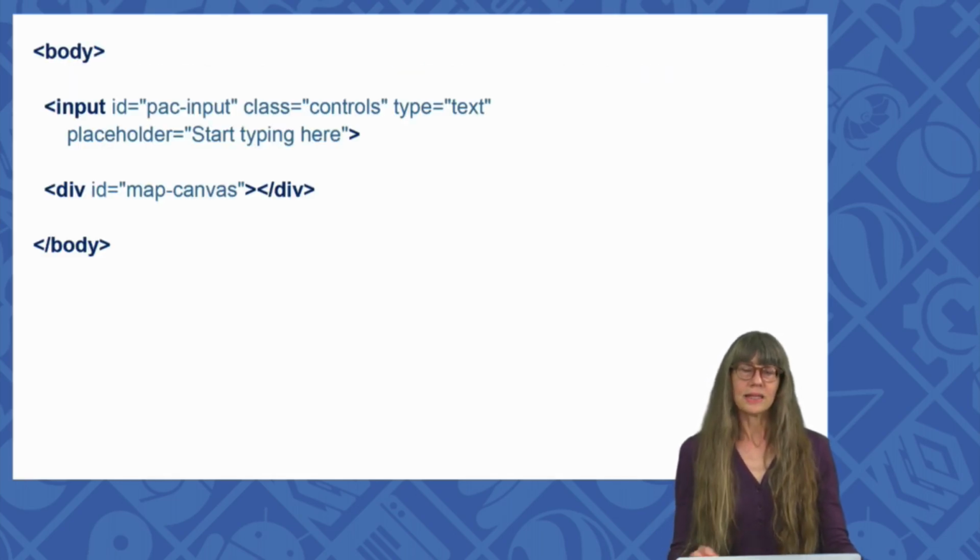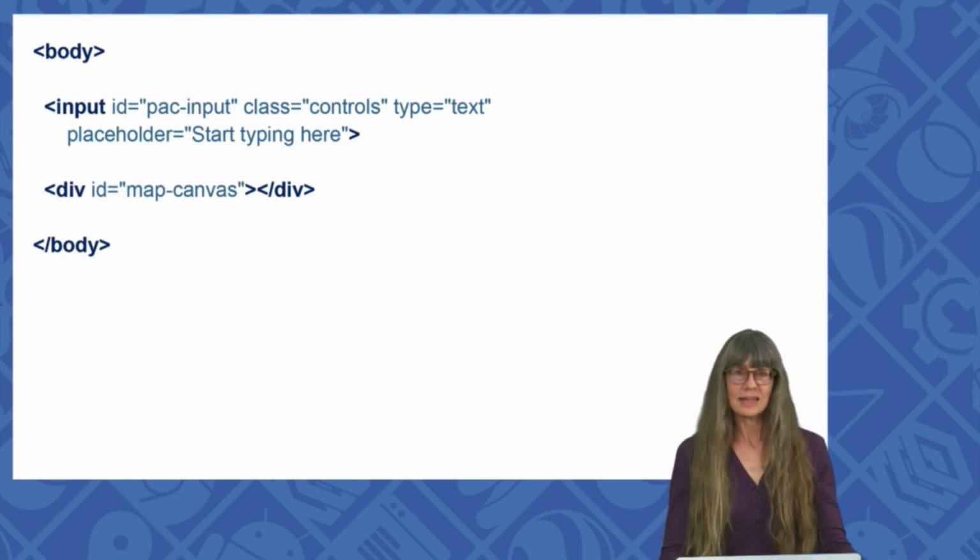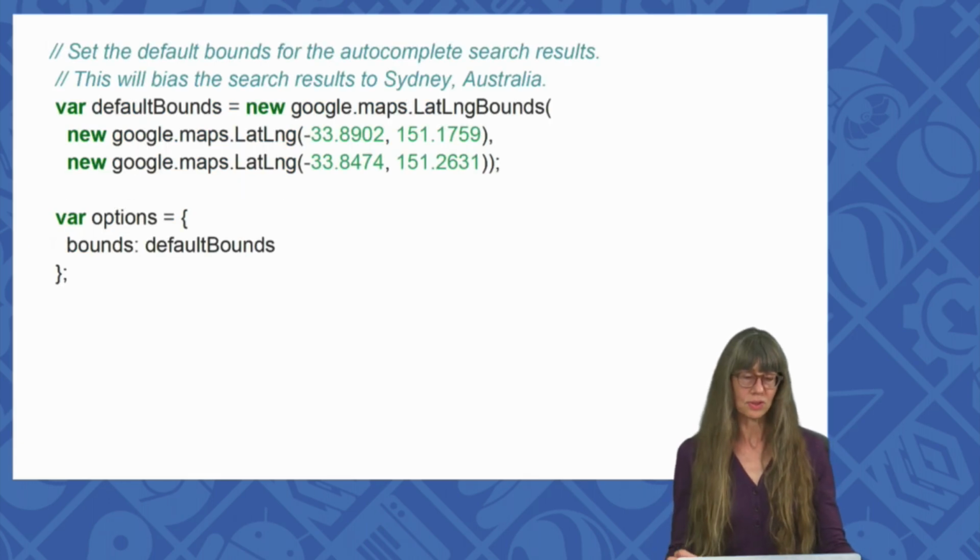So to add a library, include a libraries parameter in the JavaScript API loader. Here I've specified libraries equals places. Autocomplete adds a text input element to your page and responds with predictions when the user types into the text box. So we need to define an HTML input element of type text. And next we can set some options for the autocomplete widget.